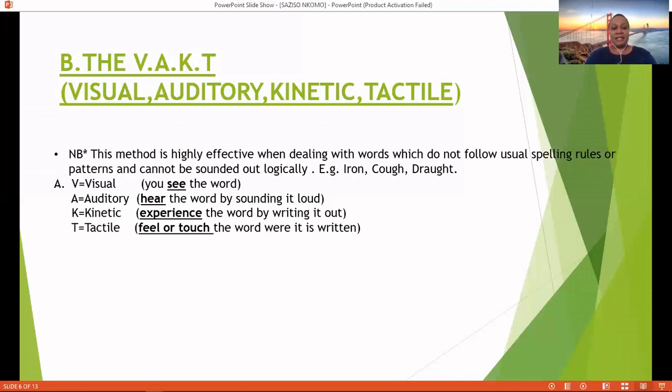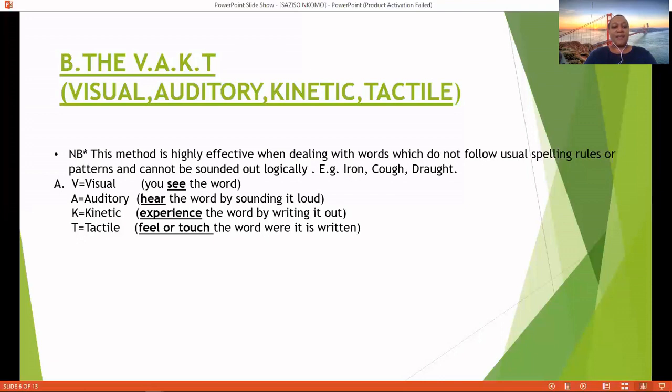Then kinetic. The kinetic experience, I think some of us are already thinking science. Kinetic energy. Right, kinetic means write it out. There is movement of your hands, writing out the word. So don't only look at it, don't only voice it out, but also practice writing out the word.